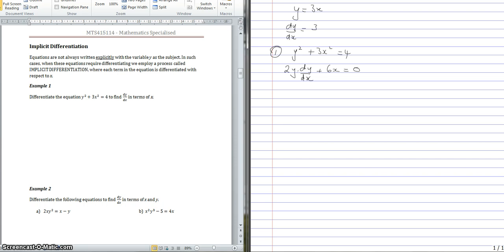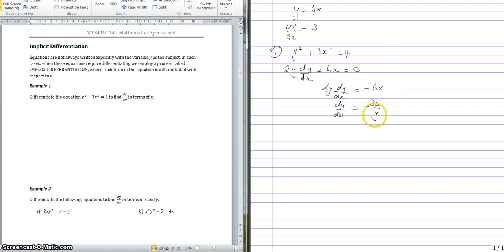Now, we don't just stop here. The question is saying differentiate the equation to find dy dx in terms of x. So first of all, we'll rearrange it so that we're making dy dx the subject. So 2y times dy dx equals negative 6x. dy dx equals negative 3x over y. So we've got dy dx as the subject, but it's not entirely in terms of x because we still have this y here.